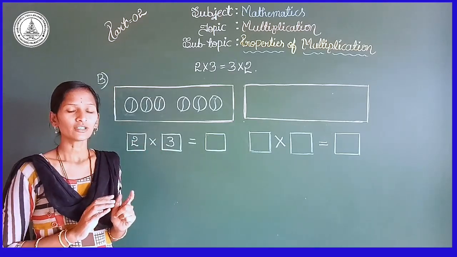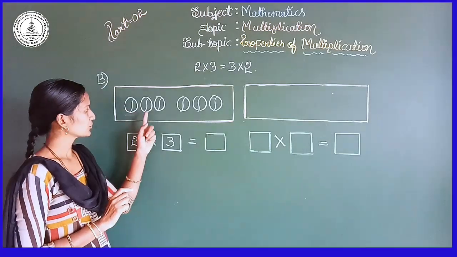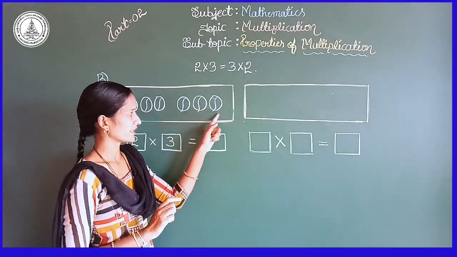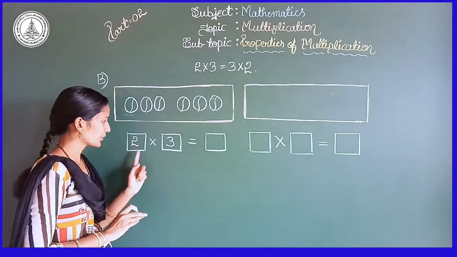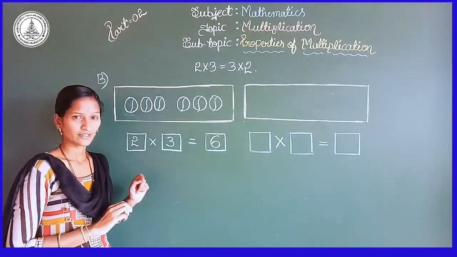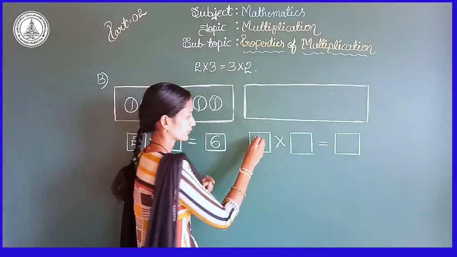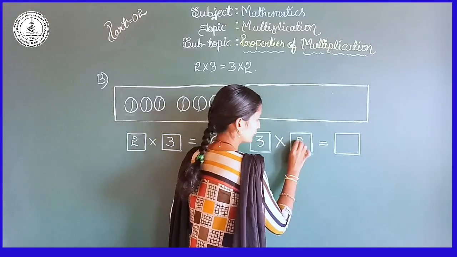Here, how many balls are there? Let's count. 1, 2, 3, 4, 5, 6. Right? So here 2 into 3 is also equal to 6. Right? So come to the second part. Here 3 into 2. So I am writing 3 into 2 here.